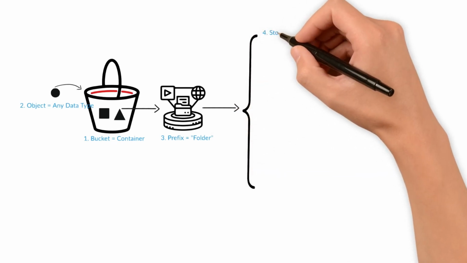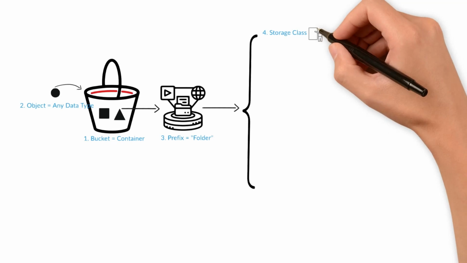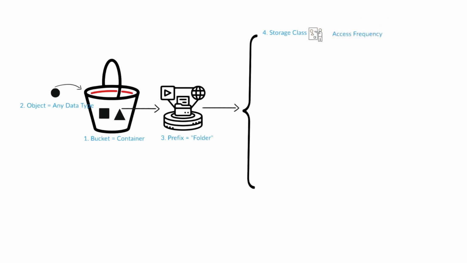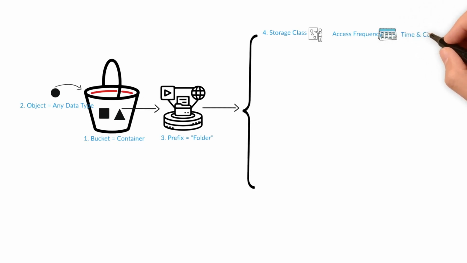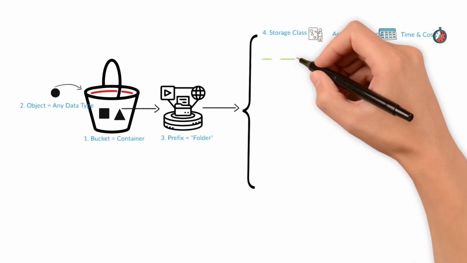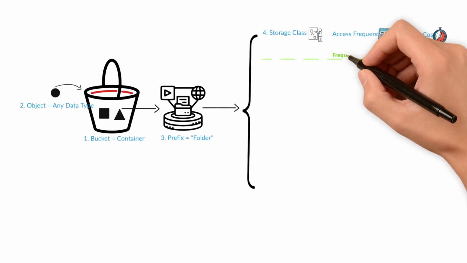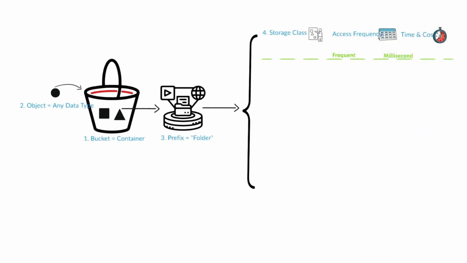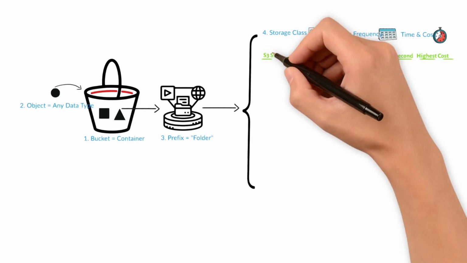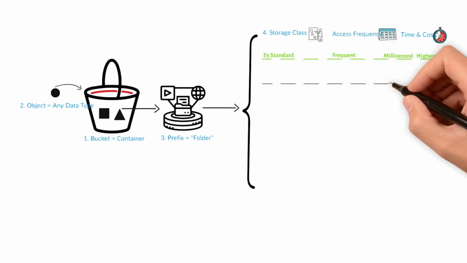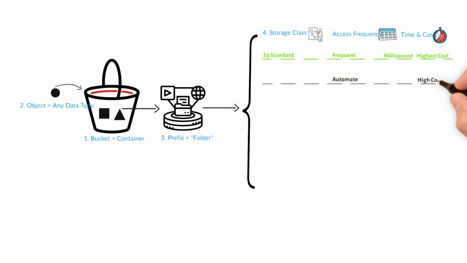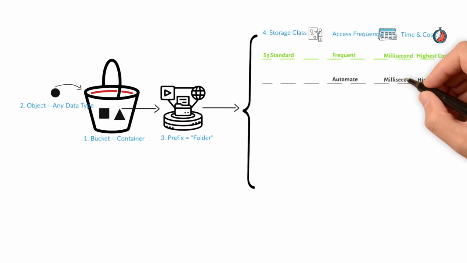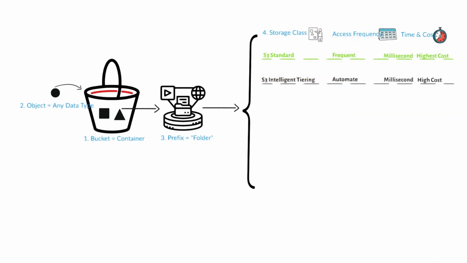The fourth feature of S3 is you can choose storage classes for S3 depending on access patterns for the data, how fast you need the data, and the acceptable cost. For example, if you access your data frequently and you need your data within milliseconds and are okay with higher costs, S3 Standard is your choice. If you want to apply automation and let S3 figure out your access patterns and automatically move data between the different storage tiers, then S3 Intelligent Tiering enables you to do that.